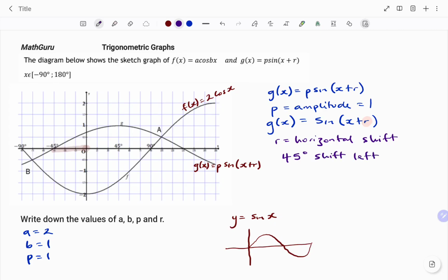And if you're shifting to the left, what that means is my equation becomes g of x equals the sine of x plus 45 degrees. If it's a shift to the right, it would be minus 45 degrees. So therefore, the value of r equals positive 45 degrees.